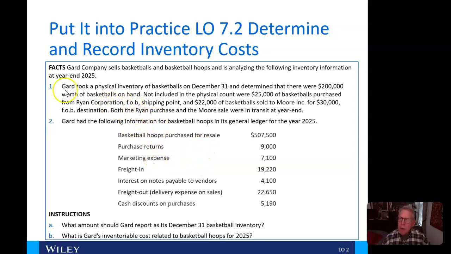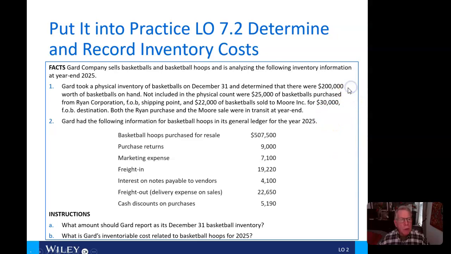When we left off, we were looking at the guard company, and they had some inventoriable costs here. So, what are we going to do for number alpha here? What amount should they report as its basketball inventory? So, we'll take a look at that.